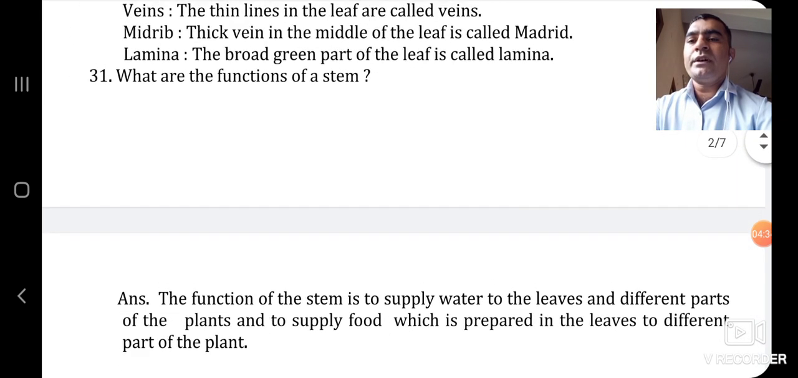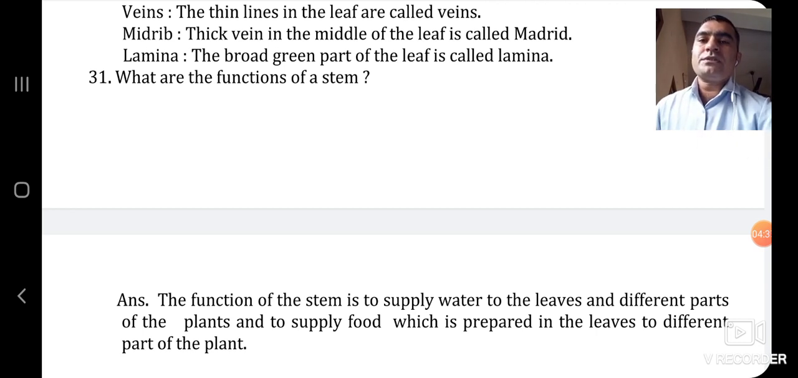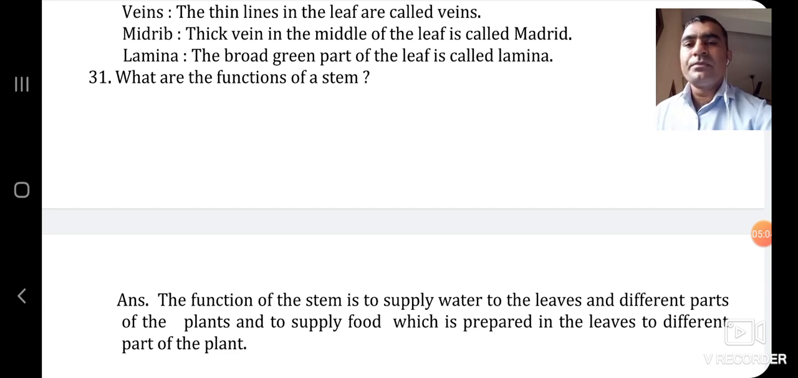Now the next question, the 31st question: what are the functions of a stem? The answer: the stem supplies water to different parts of a plant, which is absorbed by the roots. Roots absorb the water and give it to the stem, and the stem supplies the water to different parts of the plant. In the leaf, food is prepared. This food is transferred to different parts of the plant by the stem, so it is also known as a two-way street. So the main functions of the stem are to supply water to different parts of the plant and to supply food prepared by the leaves.